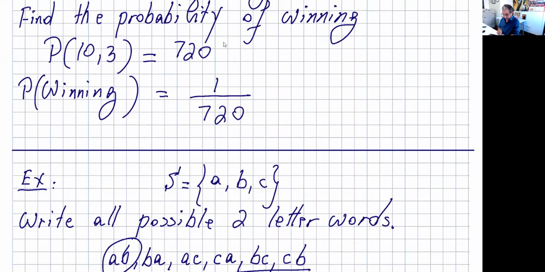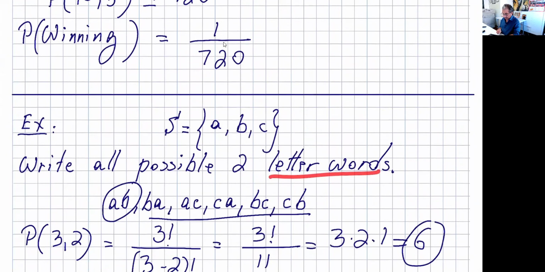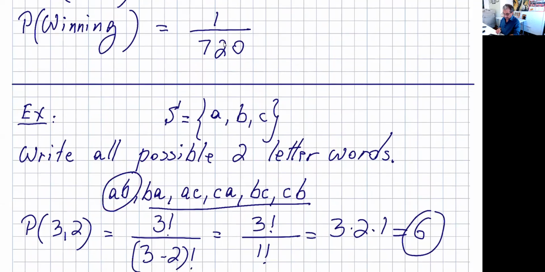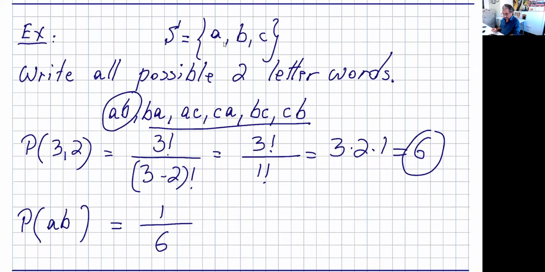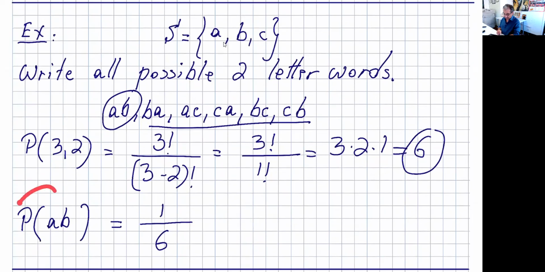And the way we did this in class, if we have a set of 3 letters, write all possible 2-letter words. We wrote it. Then I picked AB, BA, AC, CA, and BC, CB. So this is permutation because order is important. You get 6 possibilities. If I ask what's the probability that I pick AB, it's 1 out of 6.